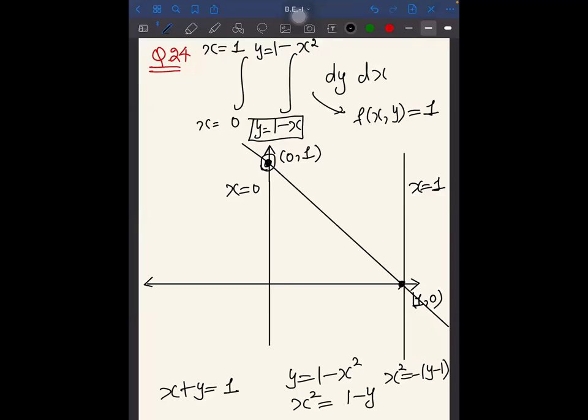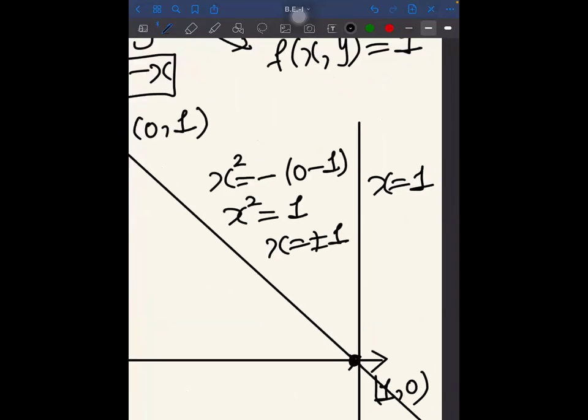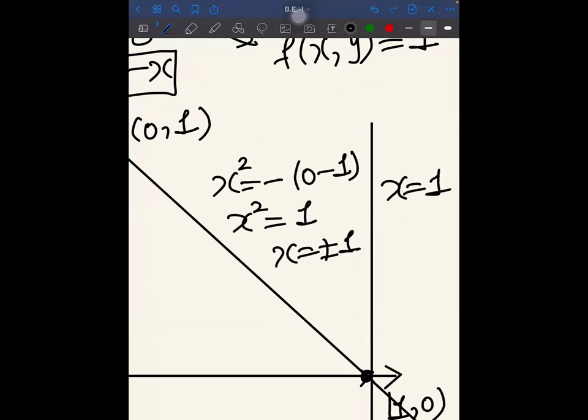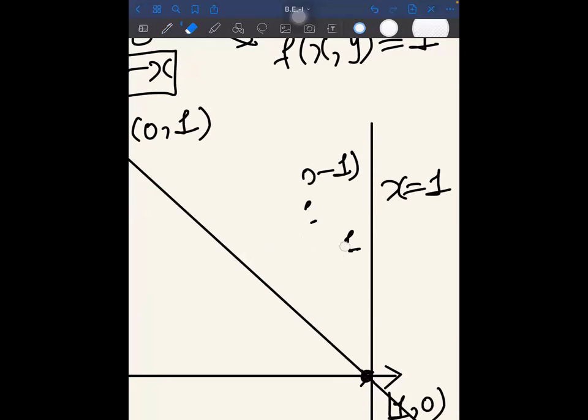Now mark the points carefully where it cuts the x-axis as well. So it will cut the x-axis when your y is 0. So if your y is 0, this becomes x square minus 0 minus 1. So x square is equal to 1, so x is equal to plus minus 1. Are you getting this? Yes, sir. That means it will cut the x-axis where x is either plus 1 or minus 1.